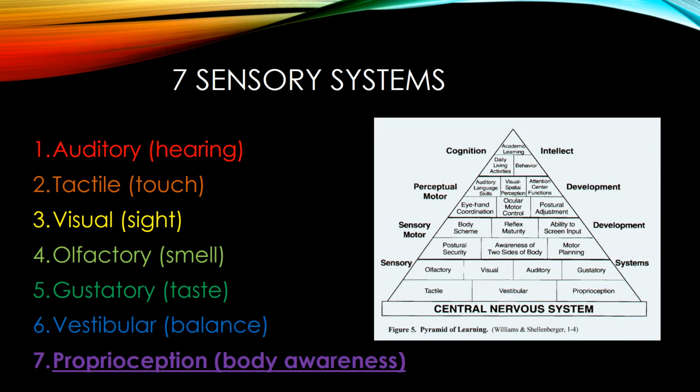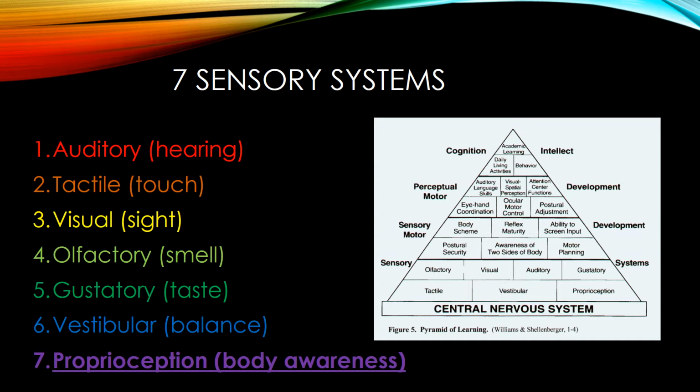There are 7 main sensory systems, and these systems are the building blocks of our central nervous system. In order for someone to attend or complete activities of daily living, the sensory systems need to be balanced and in correct working order. Today, we are going to focus on proprioception, which is our awareness of where our bodies are in space through the input from our muscles, joints, and connective tissues.